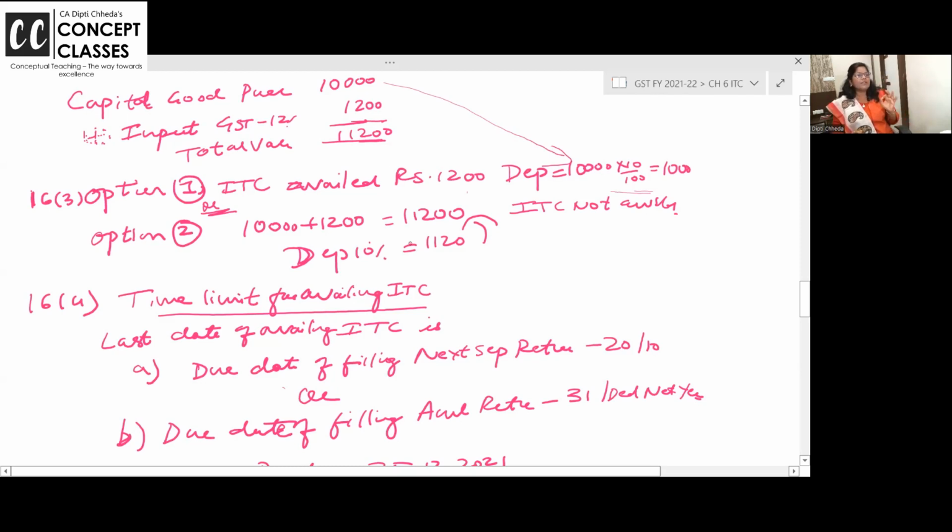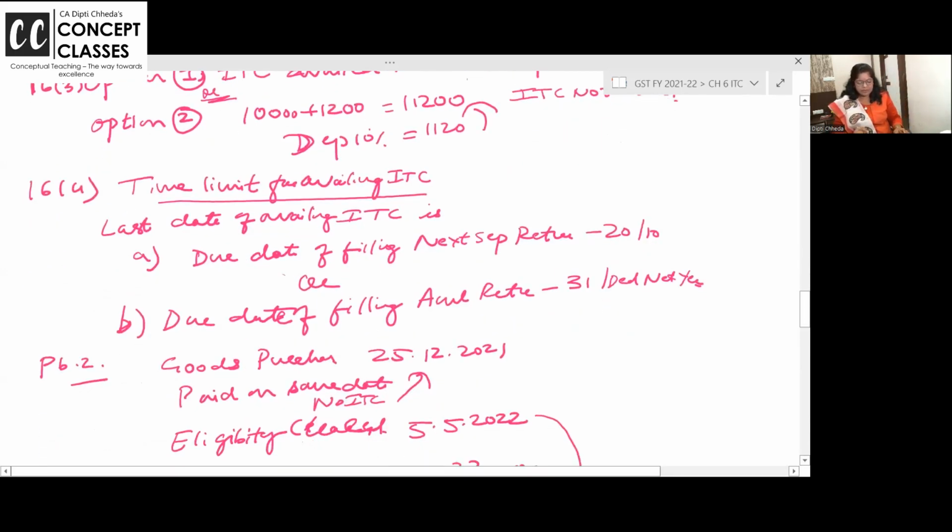If you buy capital goods, whatever is the GST, either you keep it separate as input tax credit, or you capitalize it in the books and charge depreciation. Either of it you can do.